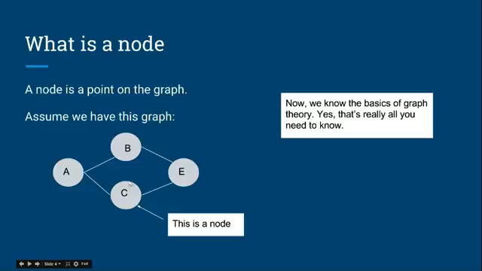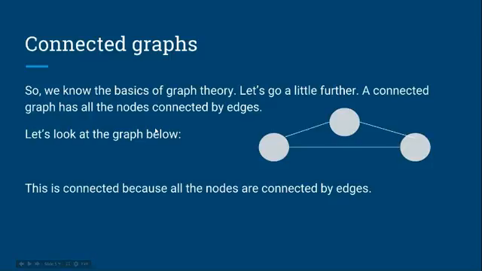So what is a node? This is a node. Now we have the absolute basics of what graph theory is, so we can move on to a little more complicated stuff. A node is a point on a graph. Let's look at some connected graphs. Let us go a little further.